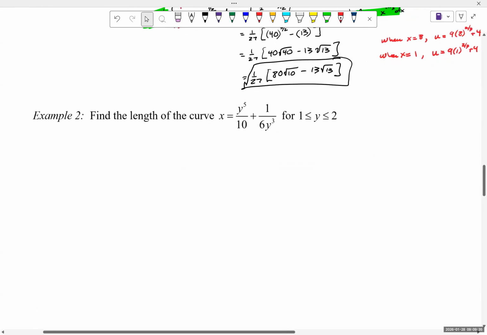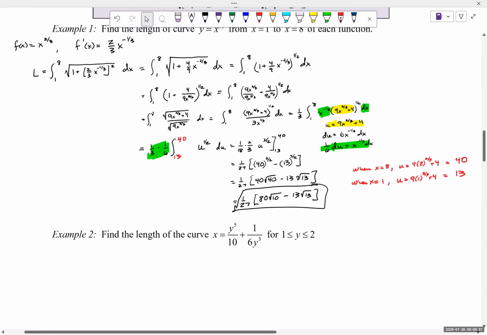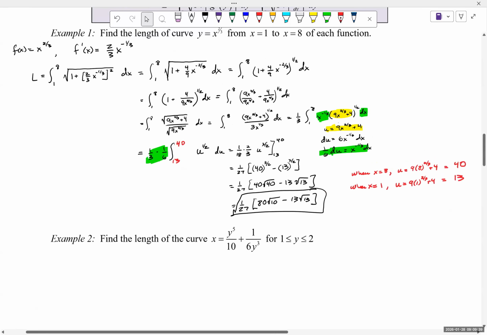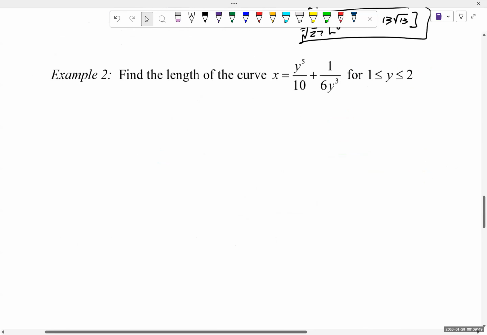Find the length of this curve. Do you guys need to see this anymore? Do we pretty much have it? Yeah. All right. So I want to see if you guys can do this setup on your own.